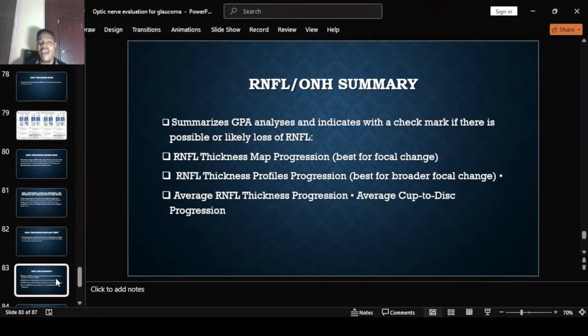It summarizes the GPA, that is the guided progression analysis, and indicates with a check mark if there is a possible or likely loss of retinal nerve fiber layer. The thickness map progression is best to identify a focal change, while the thickness profile progression is best for a broader change, a generalized change per se. And also the average RNFL thickness progression and average cup to disc ratio progression are also noted in the summary.